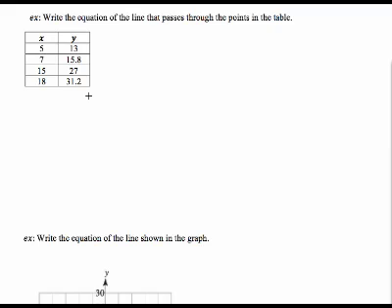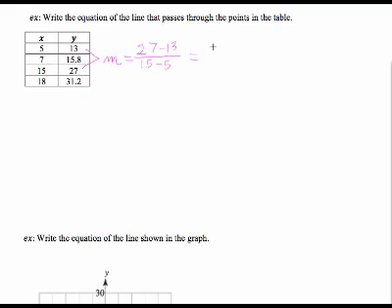So it doesn't matter which 2 points we use to compute the slope. You know what, I'm going to use the 2 that don't involve decimals, just because that probably makes it a little bit easier. So this is my y2, that's my x2, that's my x1, and that's my y1. So computing slope, we have 27 minus 13 over 15 minus 5.